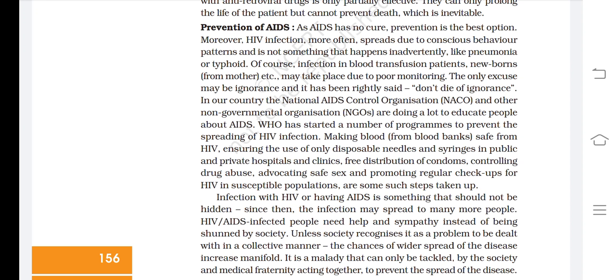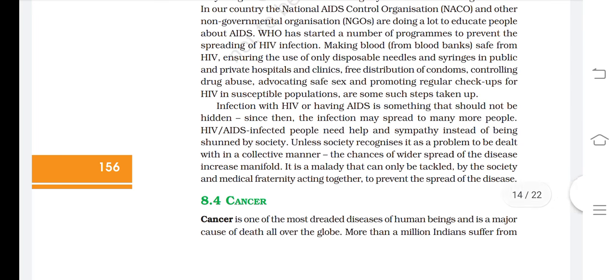In our country, the National AIDS Control Organization or NACO and other non-governmental organizations, NGOs, are doing a lot to educate people about AIDS. They have started a number of programs to prevent the spreading of HIV infection: making blood from blood banks safe from HIV, ensuring the use of only disposable needles and syringes in public and private hospitals and clinics, free distribution of condoms, controlling drug abuse, advocating safe sex, and promoting regular checkups for HIV in susceptible populations are some such steps taken up.